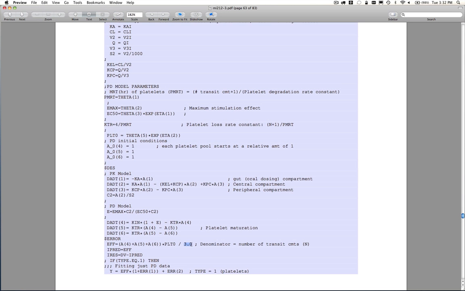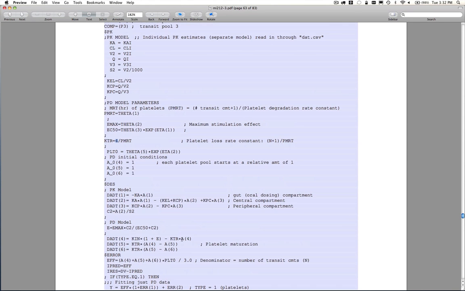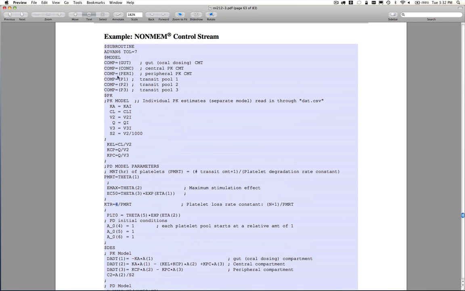A few things to keep in mind when you do that. This number down here needs to change. You need to add all of those compartments together into this effect. You also need to change the number up here that translates the lifespan time into K-transit. And then obviously you need to write the additional differential equations and add them up into the model block as well.